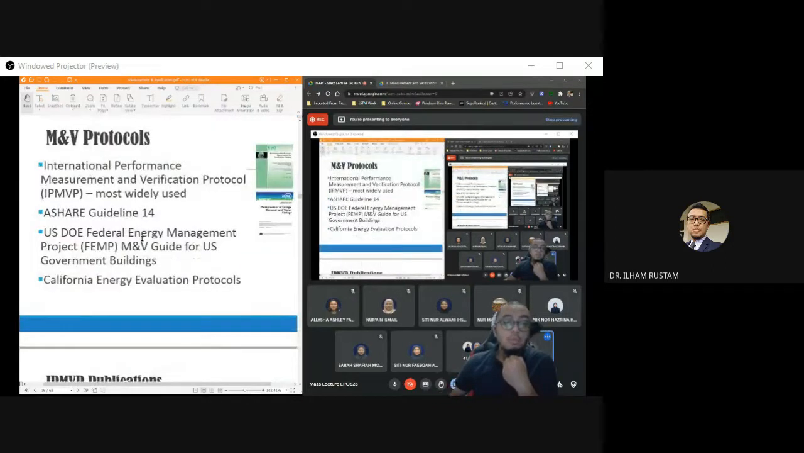Okay, so there are four protocols that you can use, but typically for Malaysia, we look into IPMVP, and you can also refer to ASHRAE Guideline 14, the USDOE FEMP MNV guide, and also the California Energy Evaluation Protocol. But I guess the two at the bottom are more applicable to the US, and ASHRAE Guideline, I'm not sure where, I haven't had a look into it, but IPMVP is mostly what the world uses. IPMVP is also the one that Malaysia is referring to.